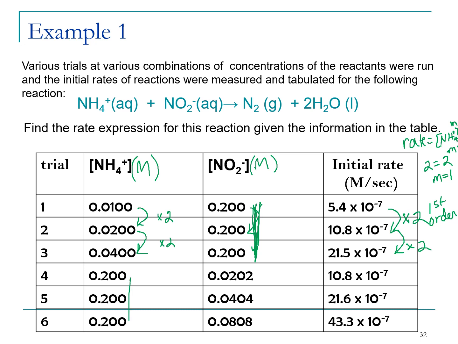Notice that in 4, 5, and 6, these are all the same, so we don't have to worry about NH4. And NO2 negative in experiment 4 is 0.0202. And notice that here we doubled the concentration between 4 and 5, and again we see that this has doubled. And if we look at this again, we double it one more time, and again this doubles. So again, this is first order with respect to NO2.